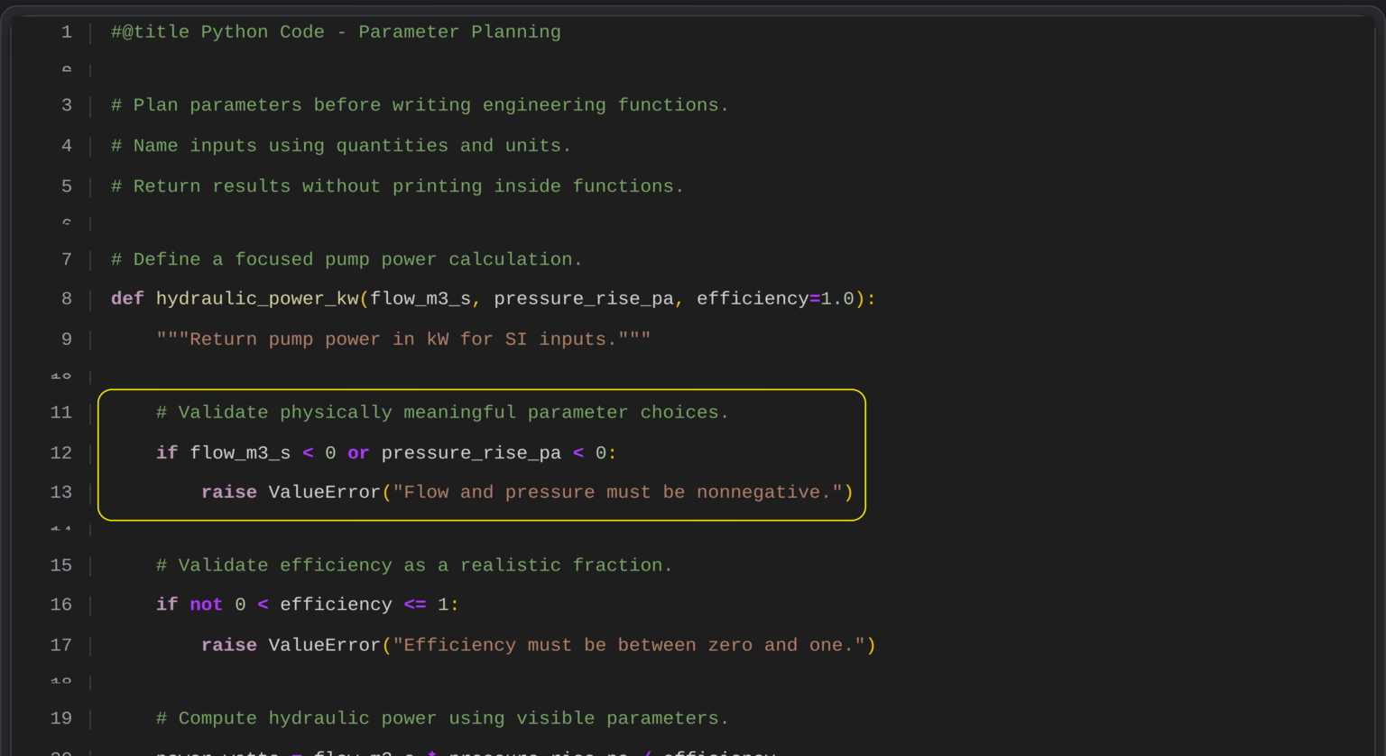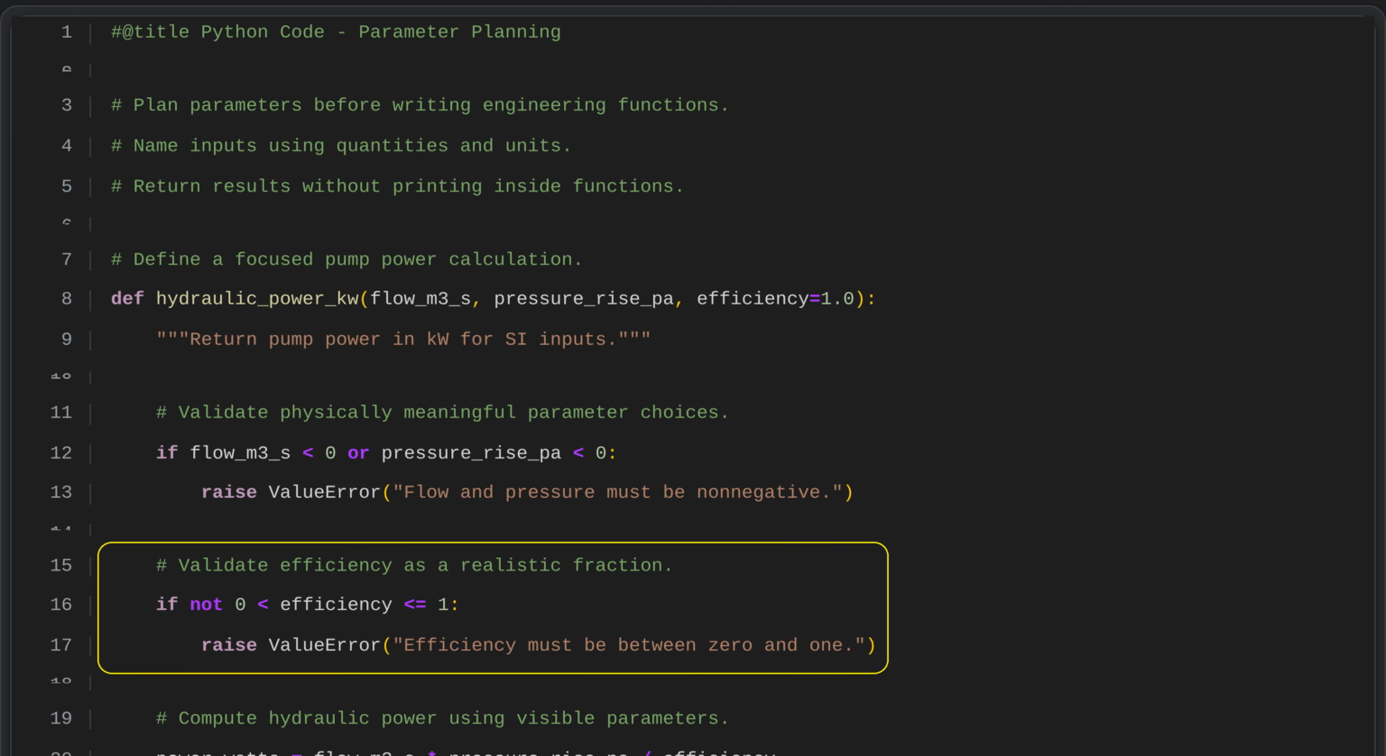The code checks that both flow rate and pressure rise are non-negative before doing the hydraulic power calculation. If either value is negative, it raises an error because negative flow or pressure is not physically meaningful in this context. The code validates that the efficiency value is realistic by requiring it to be greater than 0 and no more than 1. If the value is outside this range, it raises an error explaining the requirement. This prevents invalid efficiency inputs from causing incorrect pump power calculations.